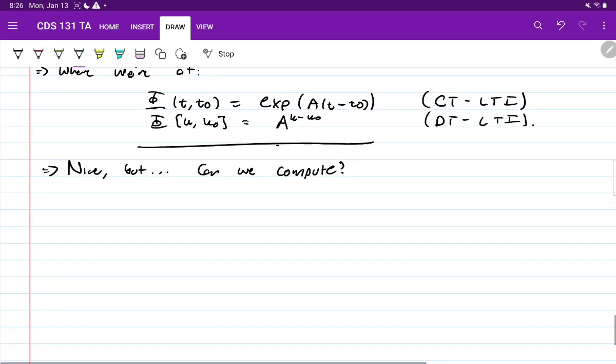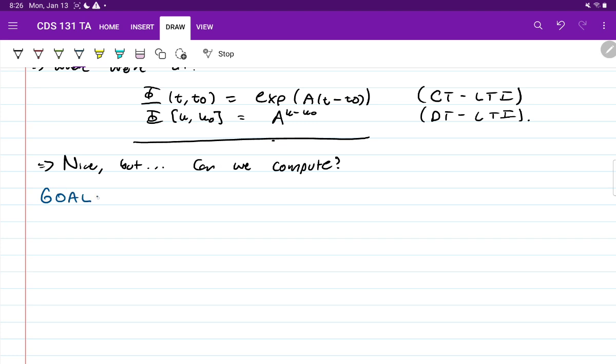So let me highlight a goal. Our goal for the rest of this lecture is to compute the exponential and A to the k in closed form. What this means is that for the exponential, I should have no more infinite series remaining; everything should be concrete. And for A to the k minus k naught, I should have no matrix powers remaining. So I want to compute these things in closed form.